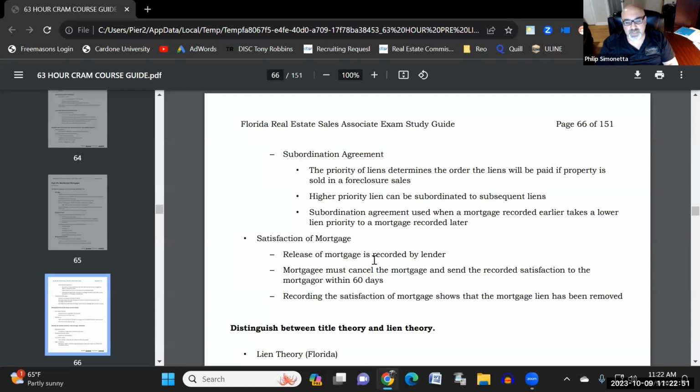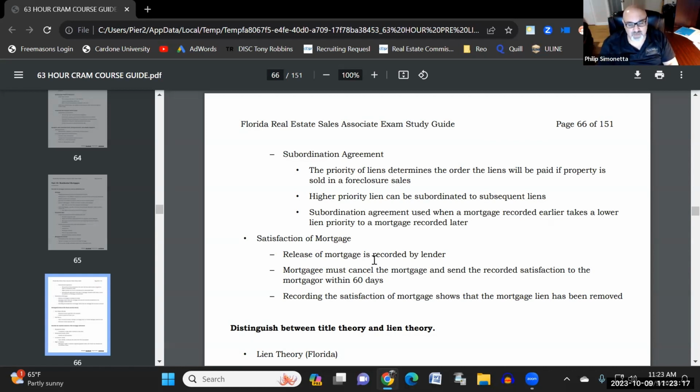The priority of liens determines the order in which the liens will be paid if the property is sold in a foreclosure sale. So if a property gets foreclosed on, the first mortgage gets paid first. The second goes in that order. The higher priority lien can be subordinated to subsequent liens if the parties agree. So if somebody has a higher lien, they can do a subordination agreement and let somebody go ahead of them.